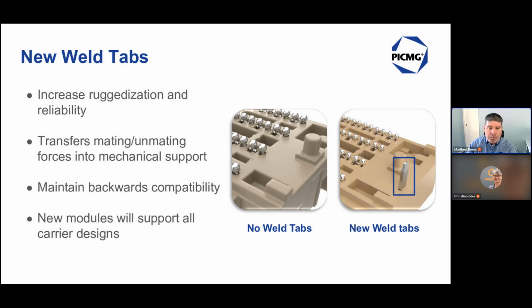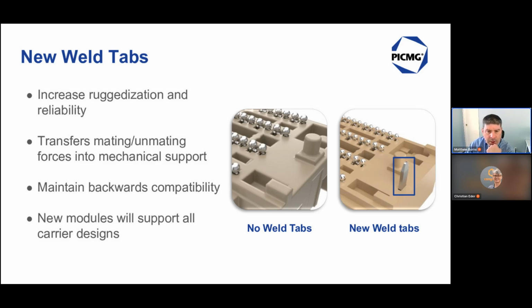And because of the performance capabilities that Christian so expertly defined, COM-HPC is finding homes that may have been unanticipated. So having this increased performance, this increased ruggedization, this increased reliability is a necessity. By adding this weld tab, that accomplishes a few things. One, it transfers mating and unmating forces into the mechanical support. So instead of that being all on the solder attachment between the connector and the PCB, those mating and unmating forces are distributed through the weld tabs on both sides of the connectors, both on the carrier and also on the modules as well.